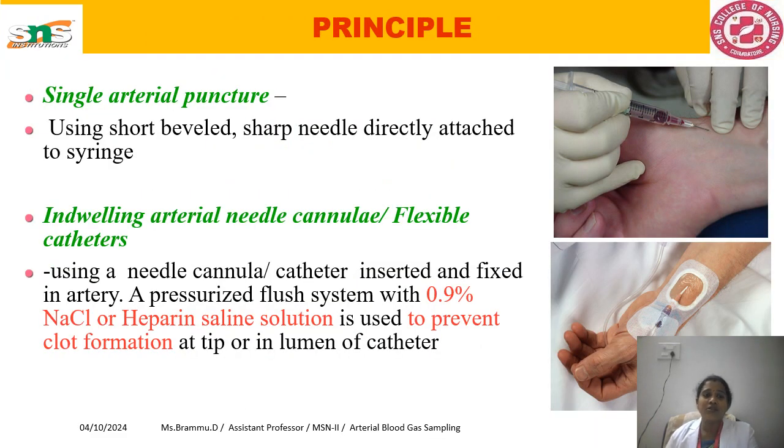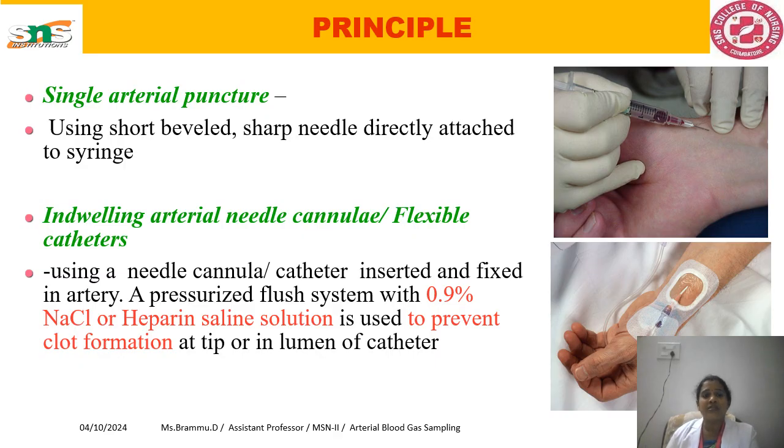So always follow the single arterial puncture, because in venous if you go for a second puncture, the patient might have a very minimal hematoma, but in case of arterial puncture there is high risk of decreased perfusion to that distal area receiving the blood supply. So hence always go with the principle that a single arterial puncture should be done.